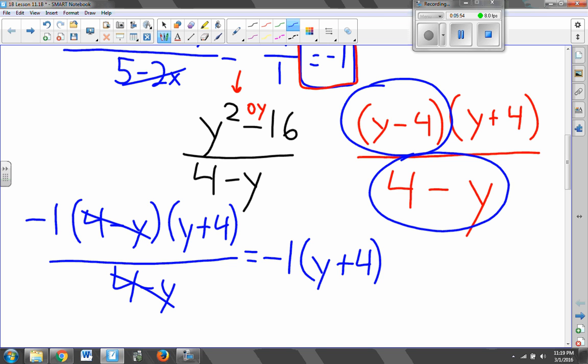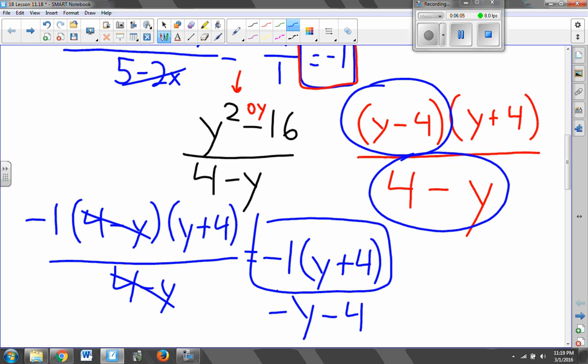And that'd be a perfectly fine answer, or if you wanted to distribute, say, negative 1 times y minus 4, I would take that as well. Okay, either one of these is okay. Those are fine. But once again, we must list our excluded values.